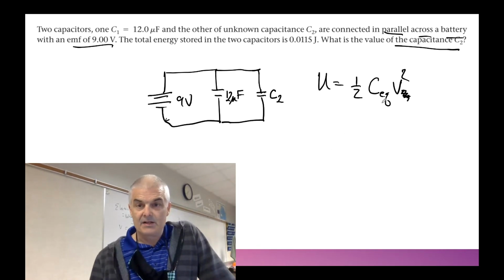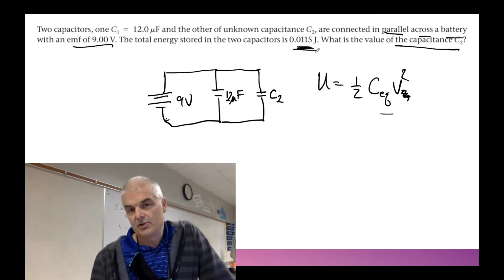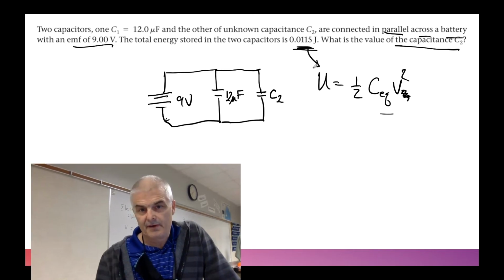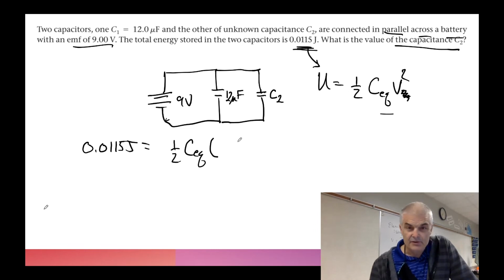All right, and we can solve first of all for the equivalent. So what do we know here? U is the energy, and that's the 0.015. So I'm going to put this into my equation: 0.015 joules is equal to 1/2 times C_EQ times the voltage, and the voltage was 9 volts, so 9 squared.